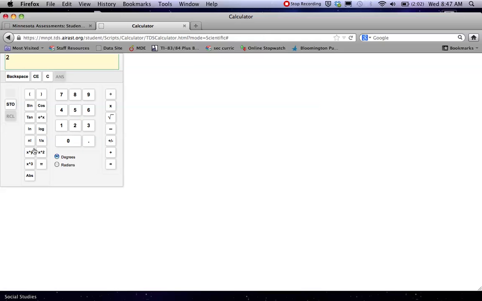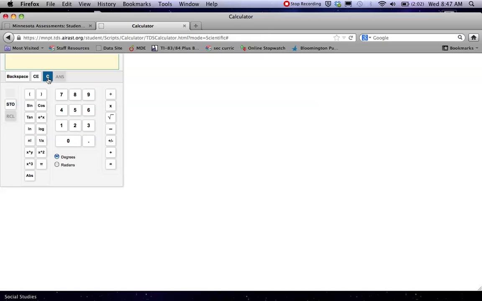I'm going to do 2 to the third. It's 8. I can also clear that out if I want to do 2 to the 5th. I hit 2 and then the caret and 5, and so 2 to the 5th is 32. So I can work like that.